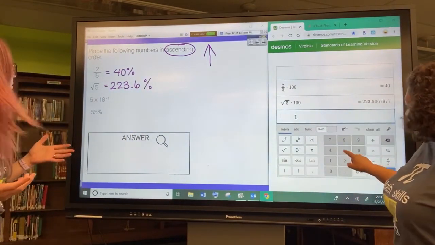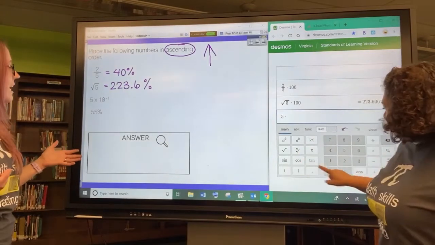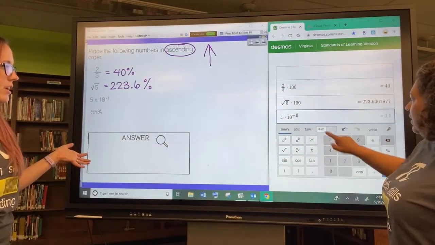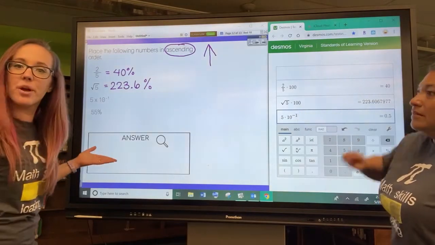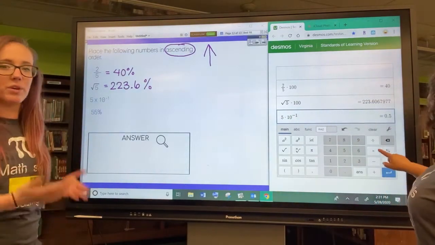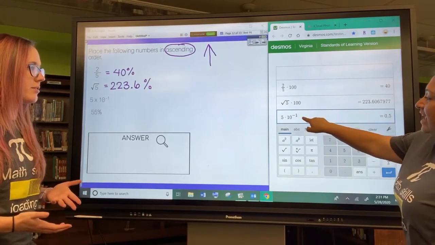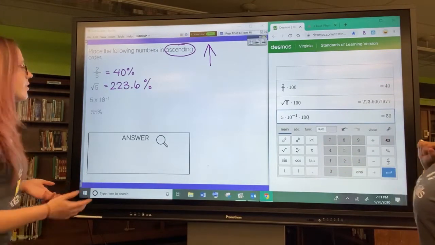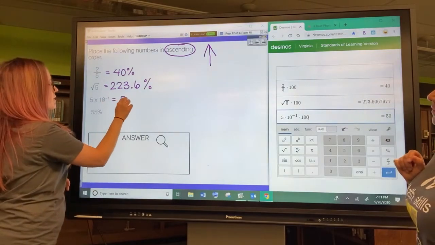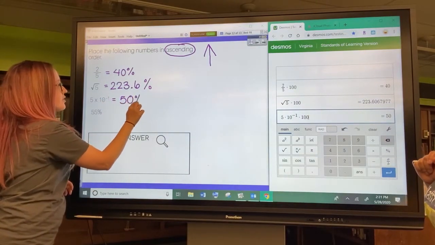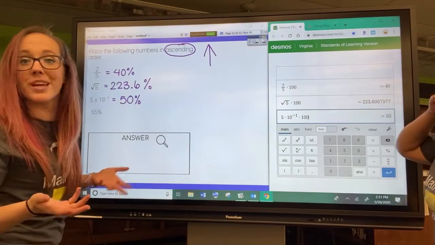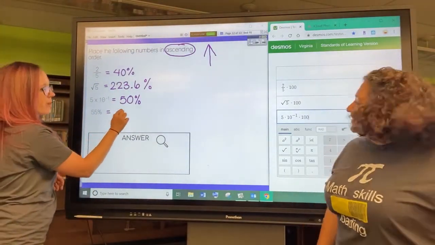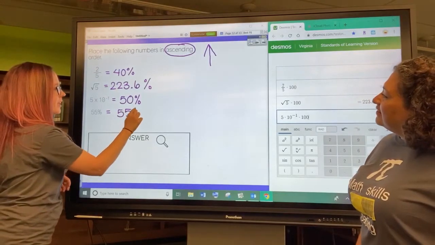Next one, 5 times 10 to the negative 1 power. And then just like any other number, multiply by 100 to make it a percent. And tap out in the empty spot so that it's not up top. There you go. So we have 50% for that one. And then here's the good news. The last one is already a percent, so we don't have to do anything with it. Those are my favorites. 55%. I'm going to rewrite it just so we don't forget it.